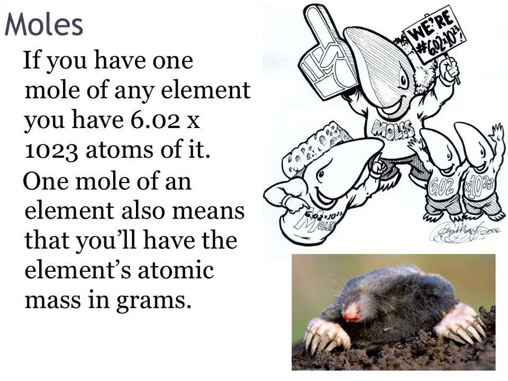So 6.02 times 10 to the 23rd what? If you have 1 mole of any element, you have 6.02 times 10 to the 23rd atoms of that specific element. 1 mole of an element also means that you'll have that element's atomic mass in grams. So it just depends on what we're trying to solve for, what they're giving to us in the problem, to really determine what the unit for 6.02 times 10 to the 23rd actually is.